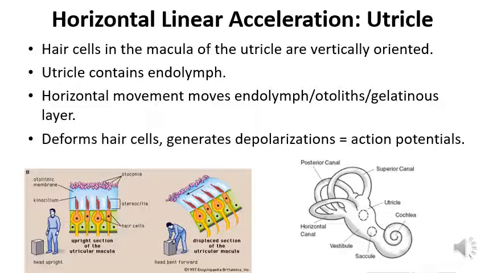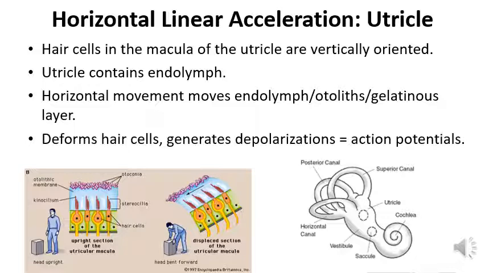And I'll see there's three of those. One called the horizontal canal, one called the posterior canal, and one called the superior canal. But at this point, we are going to be focusing on the utricle and the saccule in the vestibule. Now you'll remember the vestibule monitors static position, monitors horizontal acceleration, and monitors vertical acceleration.